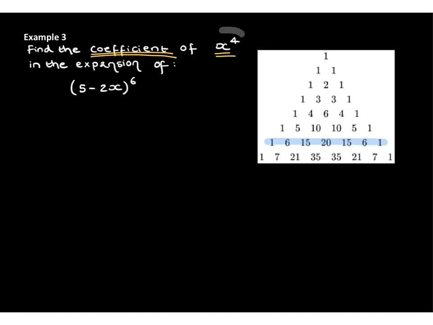Now, the term that we're interested in is x to the power of 4. Now, the x part of the expansion is going to come from here, this negative 2x. Of course, there's also a 5 involved in the expansion as well. So let's start to write out what it might look like. Well, to get a power of x to the 4, we would have to have negative 2x, and it would have to be raised to the power of 4.